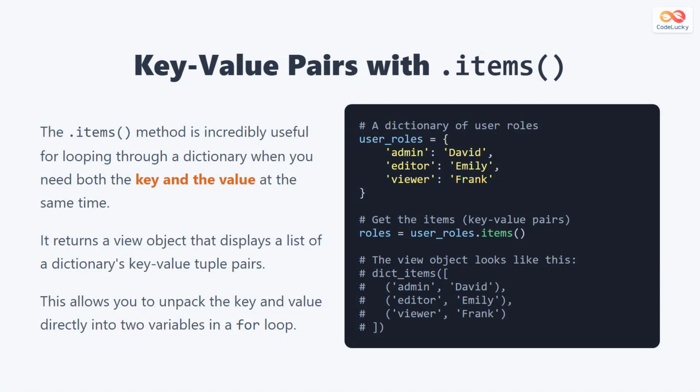The items method is perhaps the most powerful of the four. It gives you a view object where each element is a tuple containing a key-value pair. This is extremely useful because it lets you work with both the key and the value at the same time, which is a very common requirement when processing dictionary data.